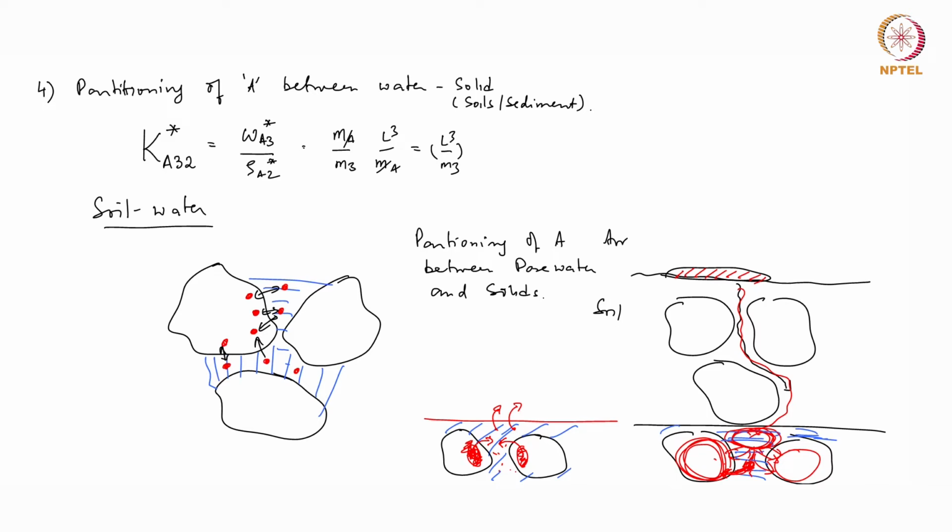For this reason, the partitioning of chemical between solid and water, pore water, becomes very important, very critical in terms of what happens, in terms of fate and transport of the chemical in the system, okay. So, if you are looking at the Ka32, this is Wa3 by rho A2.